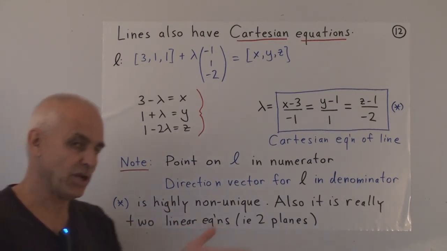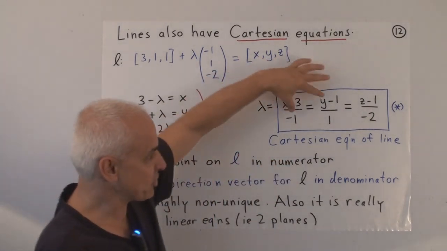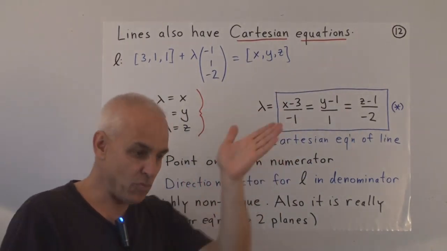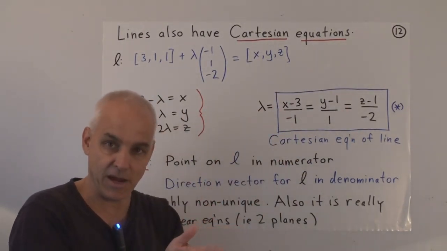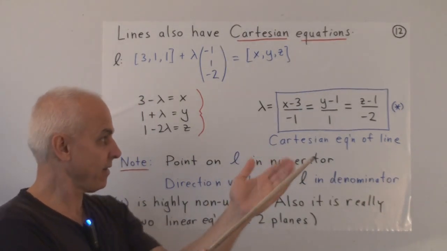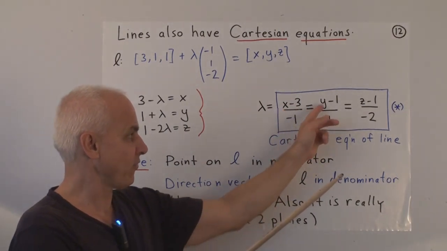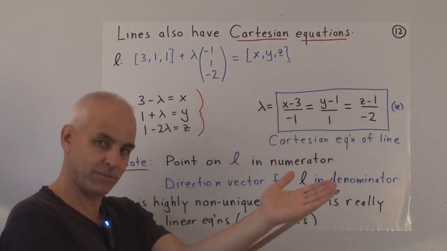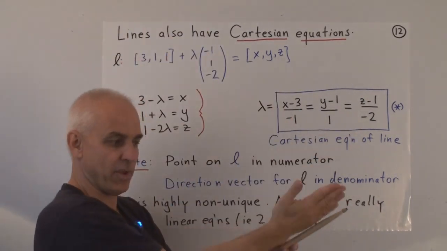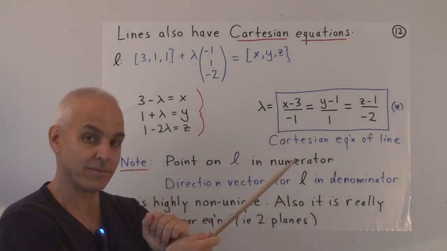And what is a linear equation? A linear equation, we've said, is a plane. So this description of a line in Cartesian form is really telling us two planes that meet in a line. So there's our line. And we found one plane, that plane there, the plane (x - 3)/(-1) = (y - 1)/1. That's a plane. And there's another plane, this equals this, determines another plane. And those two planes meet in our line.